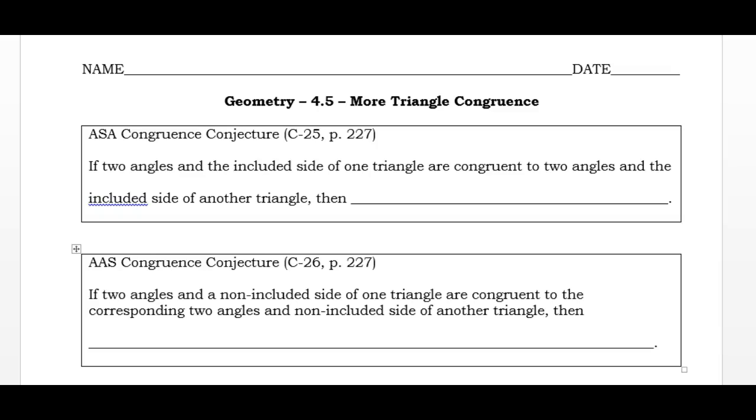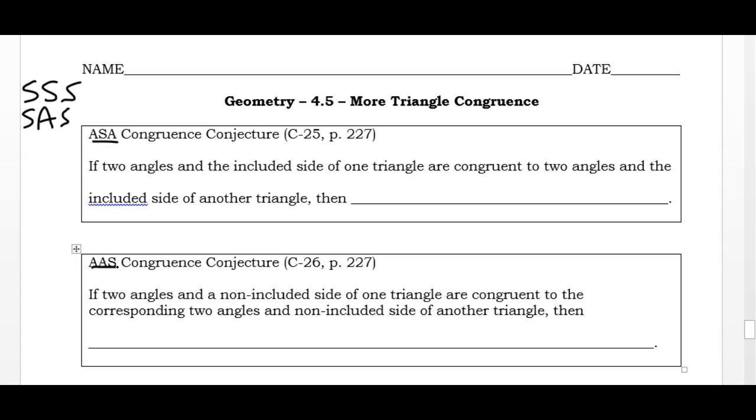This is Geometry Lesson 4.5, More Triangle Congruence. On the previous page, we talked about the side-side-side congruence conjecture, and we also talked about side-angle-side. So we're adding two new ones here.